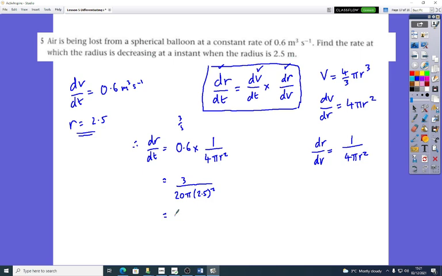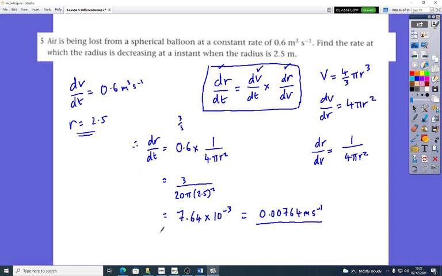So 3/20 times pi times 2.5 squared. And your calculator gives, well, my calculator gives me 7.64. I'm going to do it to 3 significant figures, times 10 to the power minus 3. If you want, you can rewrite that as 7 6 4. Now, don't forget the radius, so the radius is in meters per second.